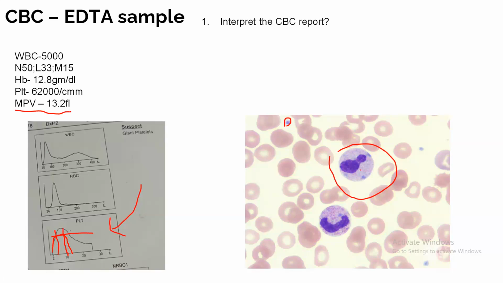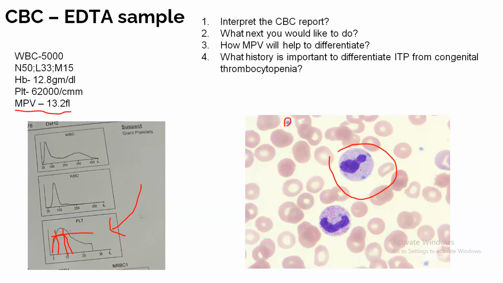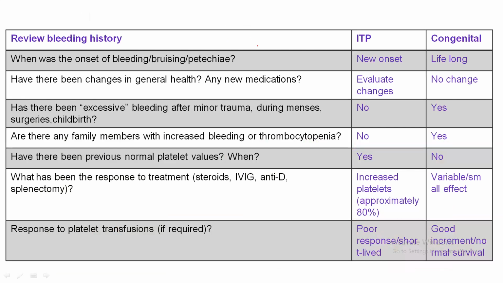So why is this case extremely important for us? MPV is extremely important when you are dealing with thrombocytopenia, to differentiate whether it is a bone marrow related problem or peripheral destruction. Whenever there is peripheral destruction, bone marrow again tries to produce more cells. Those immature platelets are big in size. That's why your MPV is very high. If the bone marrow, your factory, is not functioning well, MPV will either be normal or low. So to differentiate ITP and congenital is an extremely important thing.